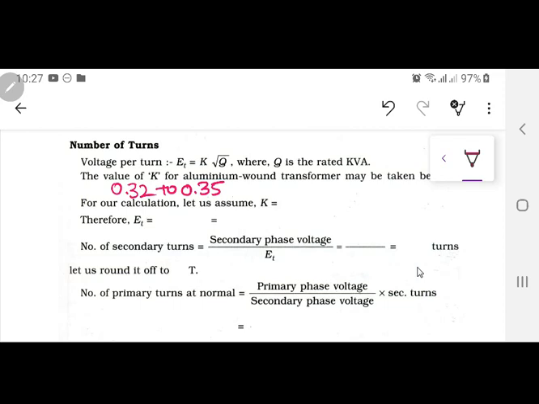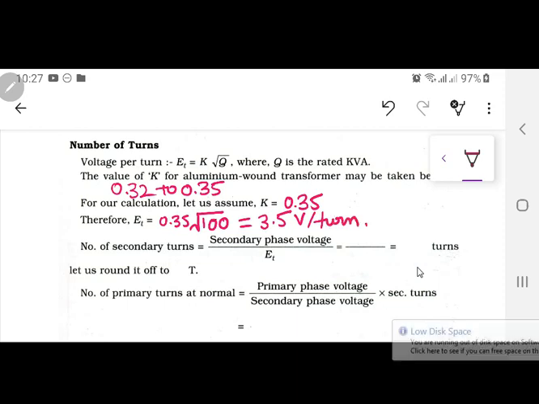Now I'm not going to use the book value. Let me use another one. Let me go with 0.35. The book has used 0.33, but I'm going to use 0.35 over here. So what happens? Et becomes equal to 0.35 times under root 100. What is going to be the value? This is going to be 3.5.